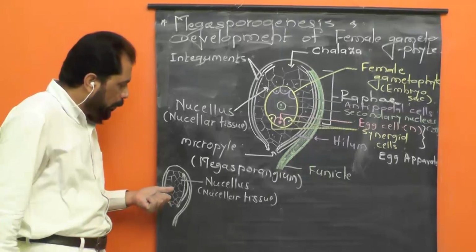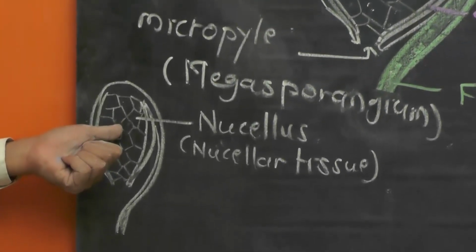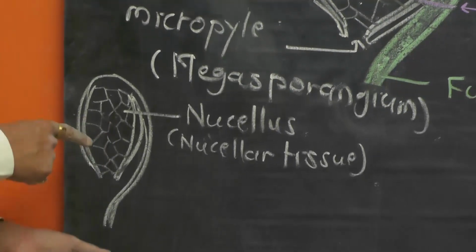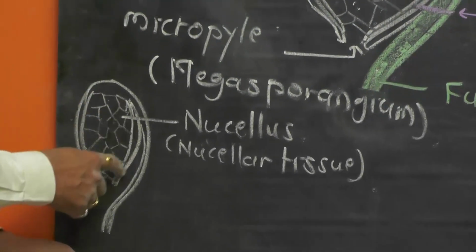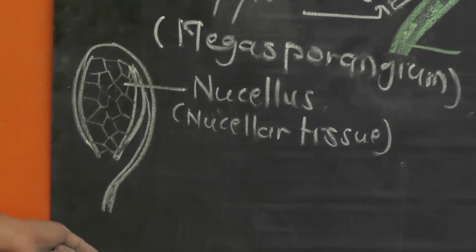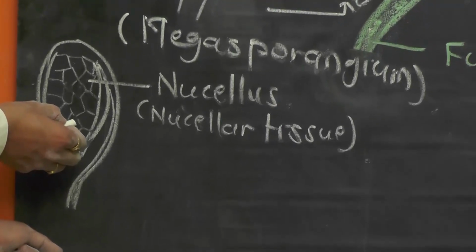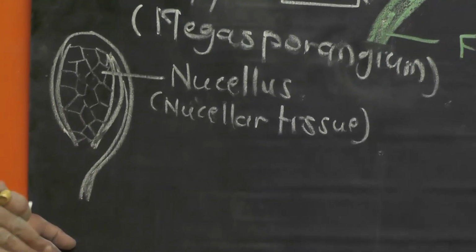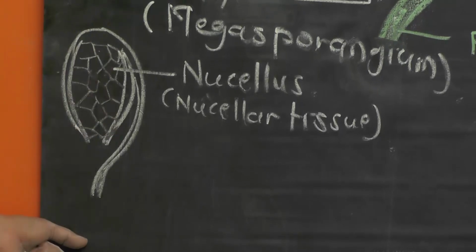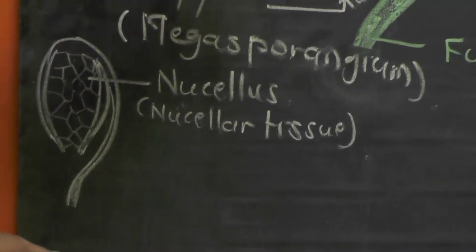Initially, one of the nucellar cells, you can see here are many nucellar cells. Out of these many nucellar cells, generally the centrally placed nucellar cell, but slightly towards the micropyle. Remember these two terms, micropyle, chalaza.